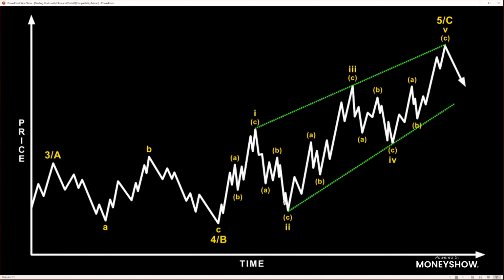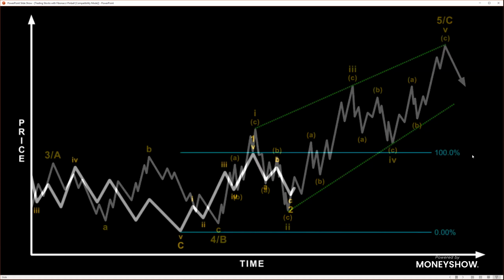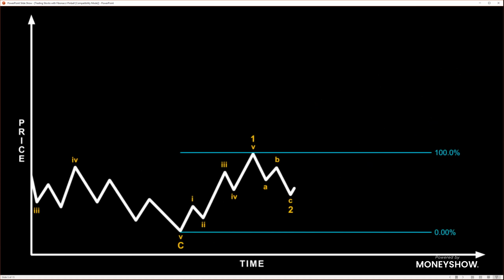And you can see here that there's a lot more overlap and choppiness within a diagonal structure in comparison to what would otherwise be an impulse for a 5-wave move. And usually after an ending diagonal completes, the reversal from that 5th wave is going to be pretty swift in the opposite direction. So let's move on to how Fibonacci Pinball works.